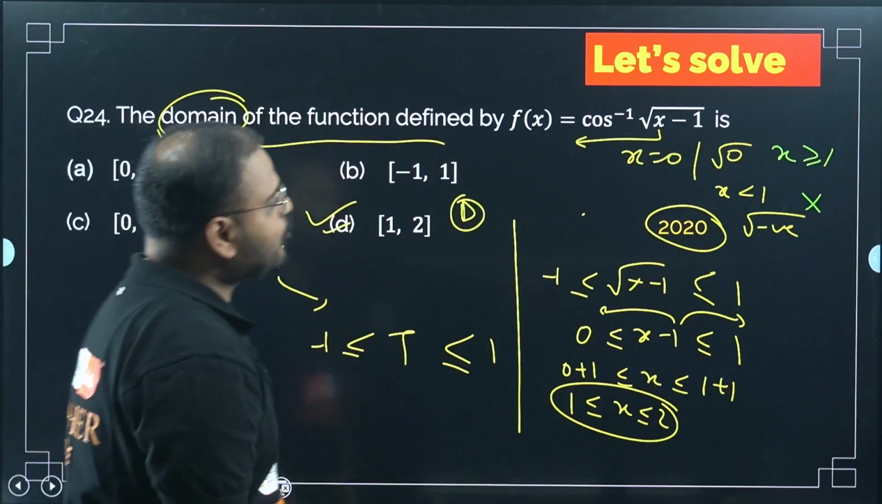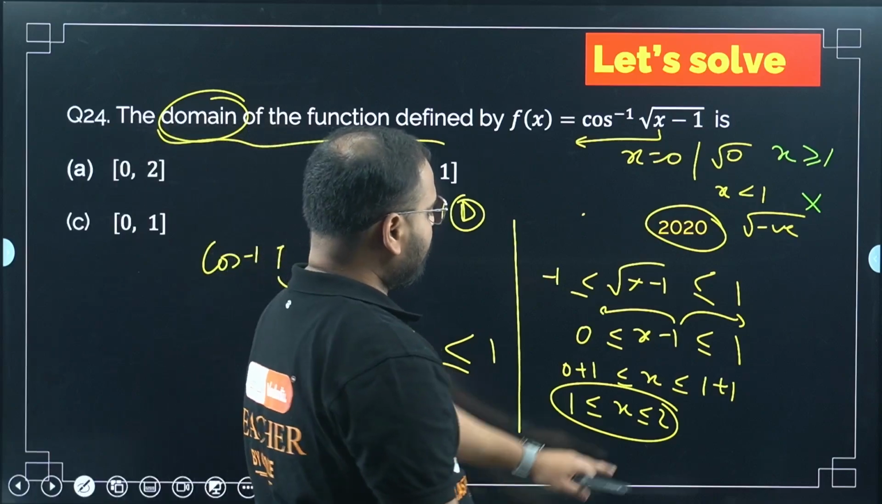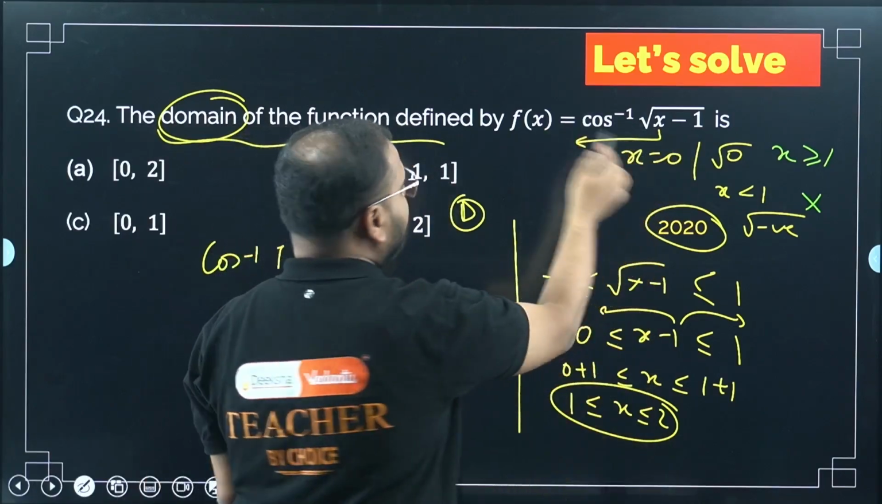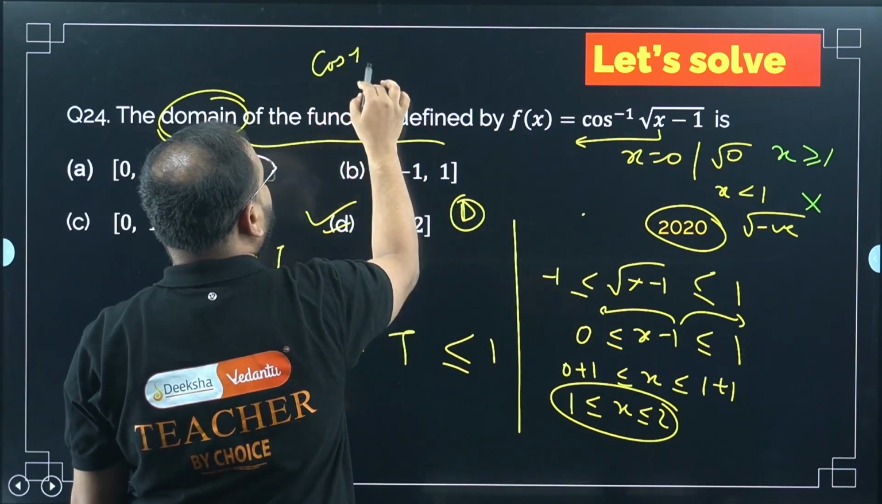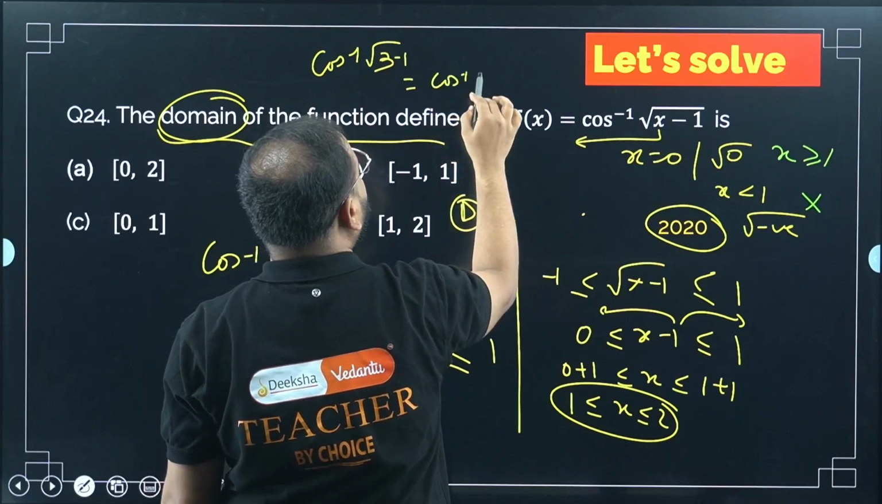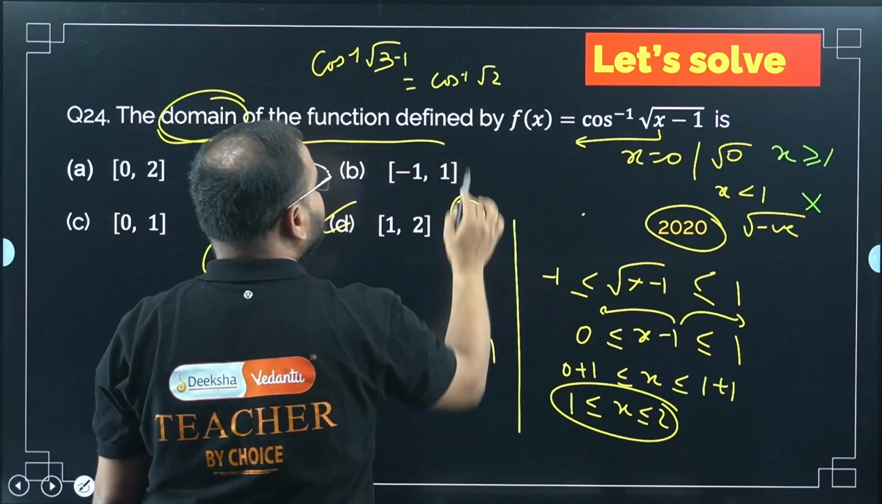Why not more than 2, sir? Why not more than 2? If you take, let's say, 3, what will happen to this? You'll get cos inverse of root of 3 minus 1. What will happen to this? Cos inverse of root 2. What will this be?